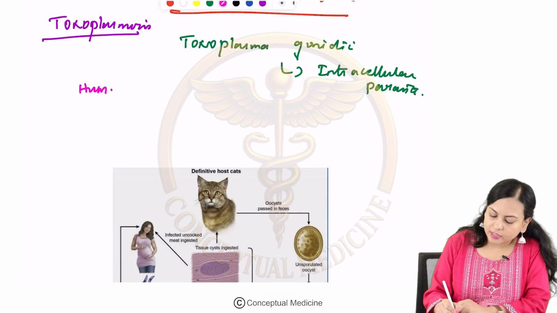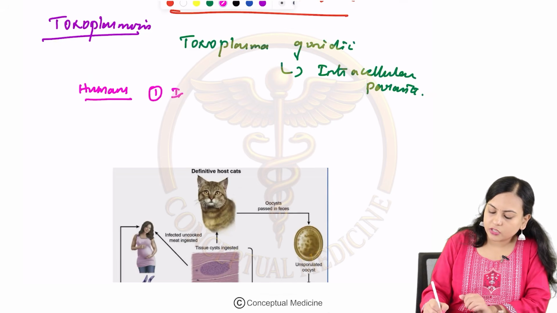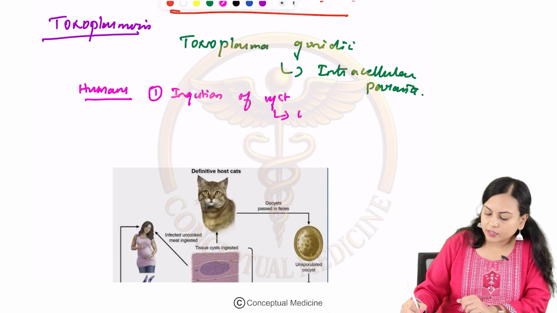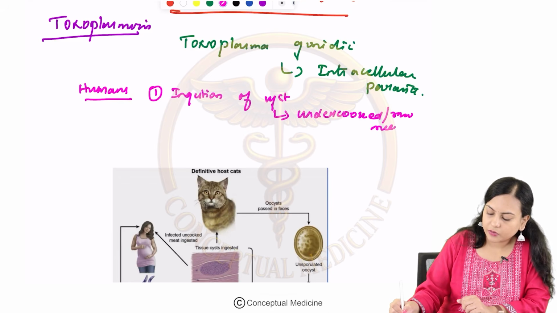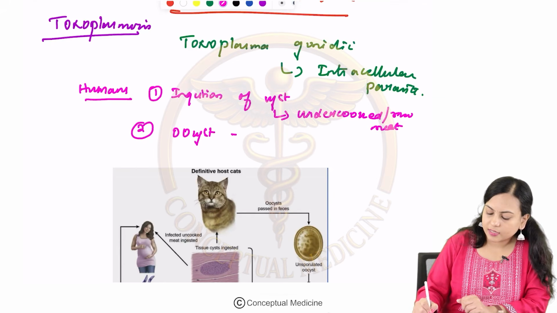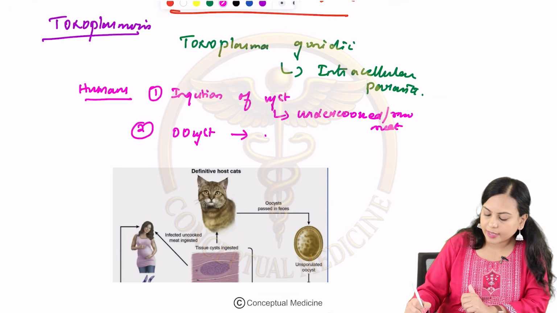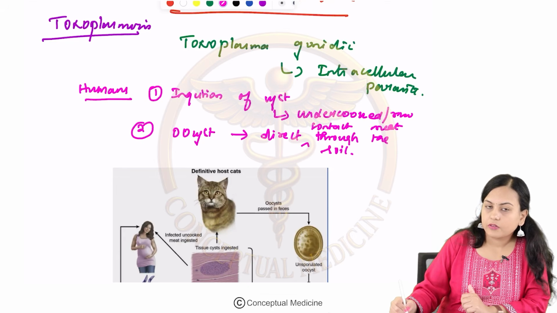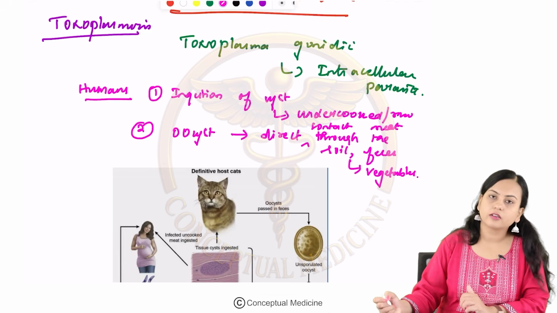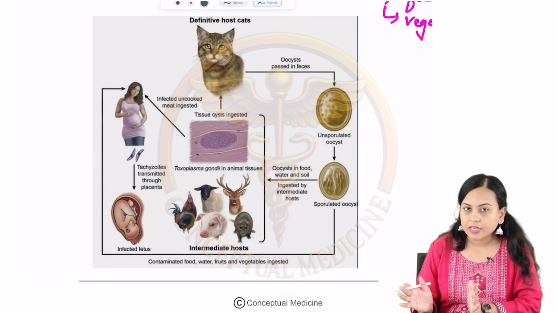Humans can get this infection either by ingestion of the cyst, by consuming undercooked or raw meat, or from the oocyst, by direct contact through the soil, feces, which will be seen in raw vegetables, right? So, this is the life cycle of the organism.